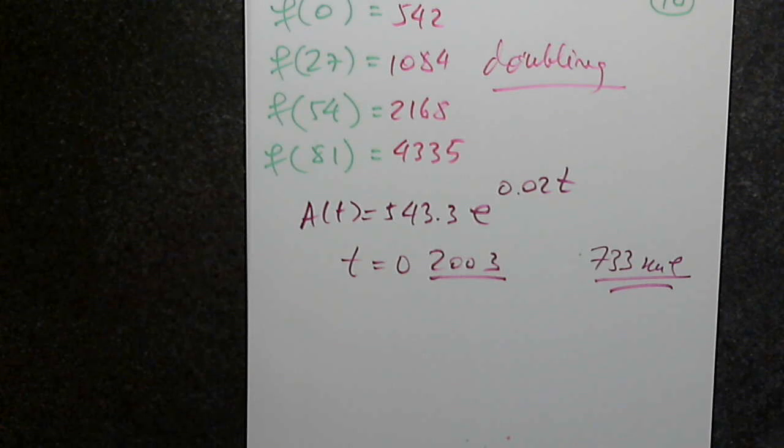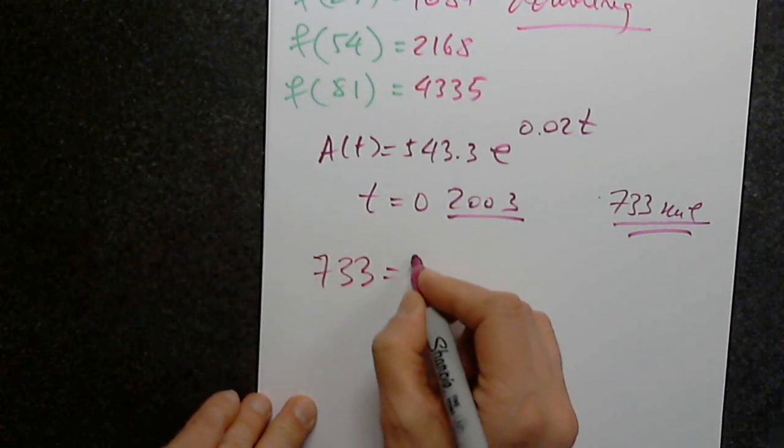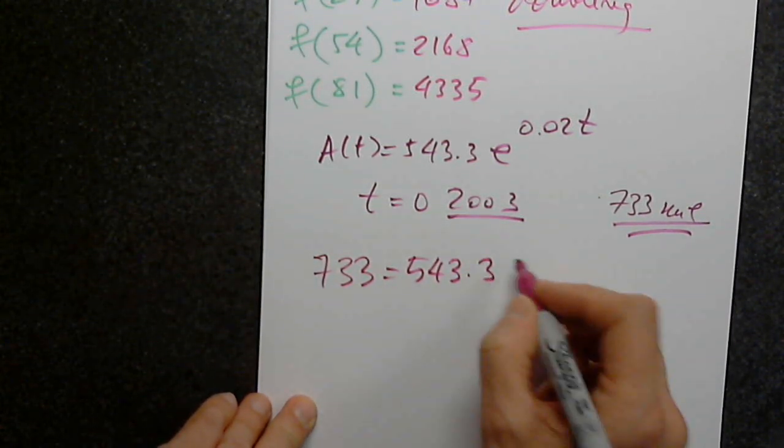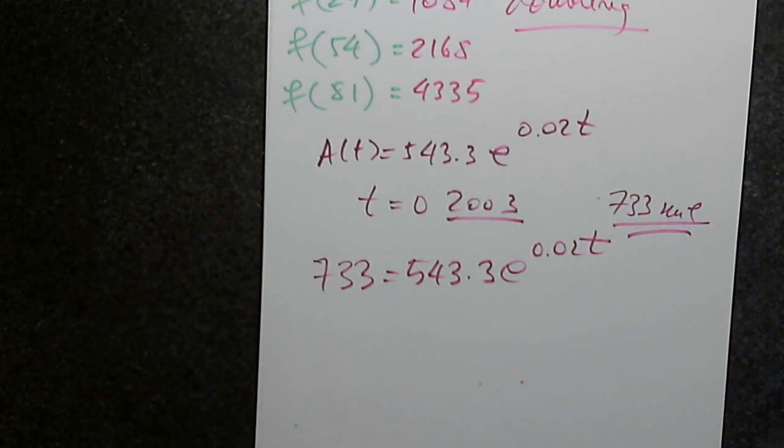Wouldn't the 733 be where A of t is? Excellent. Trying to find that, wonderful. 733 equals 543.3 e to 0.02 t. Excellent. Well done. Then what?